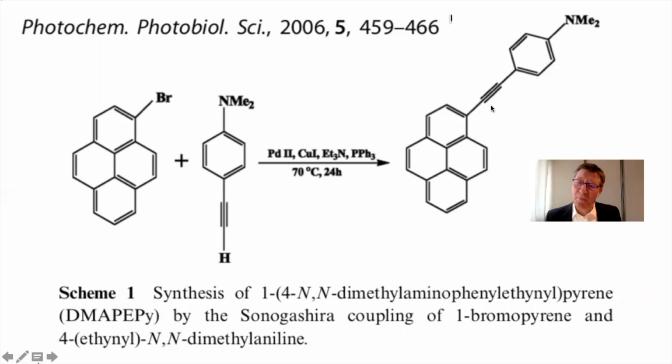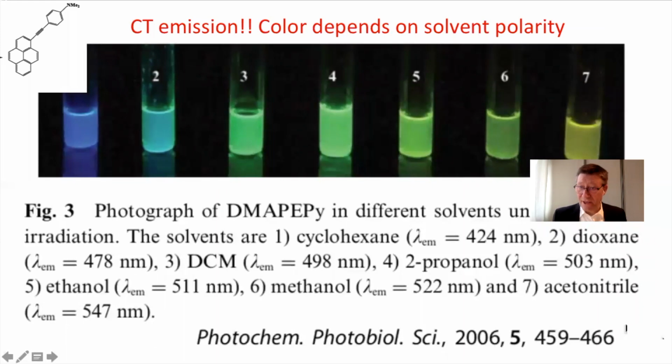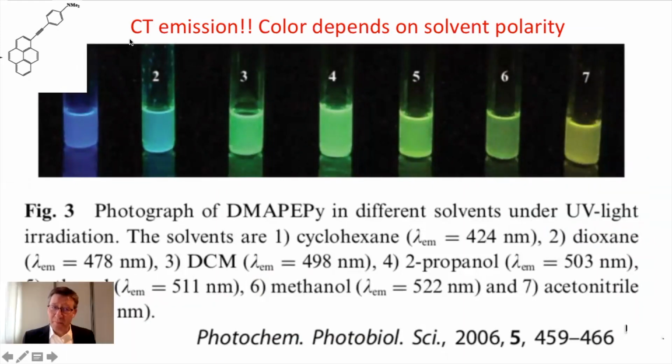They've inserted a triple bond. So there's a triple bond between these two units. So you fix them, but it also is very important for the electronic interaction that also changes. Now, the interesting thing is the emission, it is very dependent on the solvent polarity. So you go from a blue emission in cyclohexane to a yellow emission in acetonitrile.